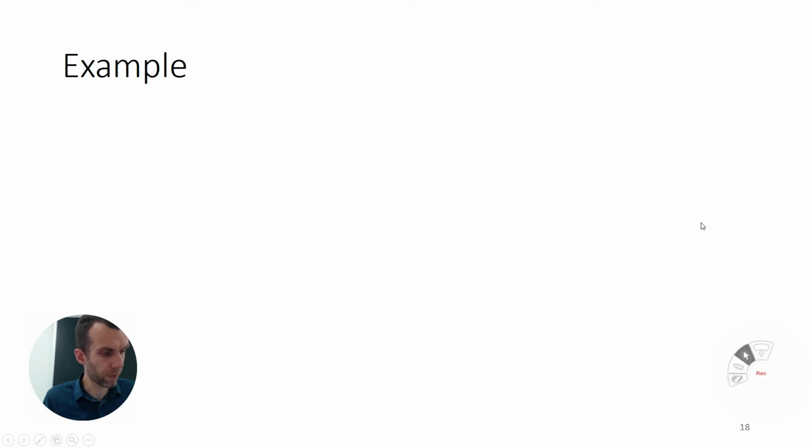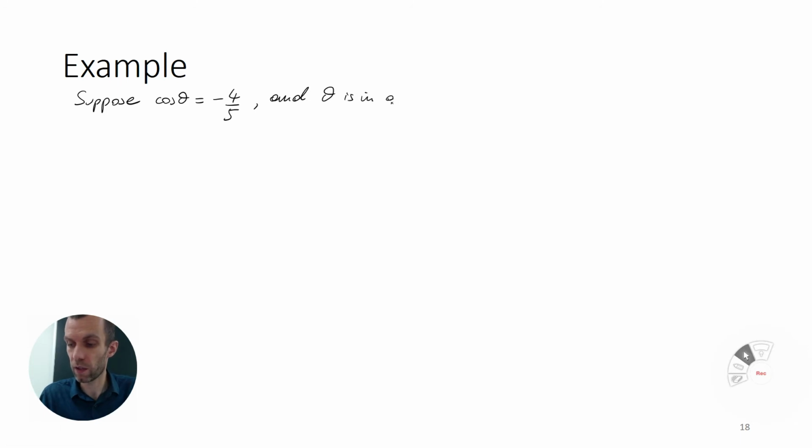So as an example, suppose we don't know theta, but we know cosine theta. And we're given that cosine theta is equal to minus 4 divided by 5. And we also know that theta is in quadrant 3. Find then sine theta and tan theta. So that's our assignment.